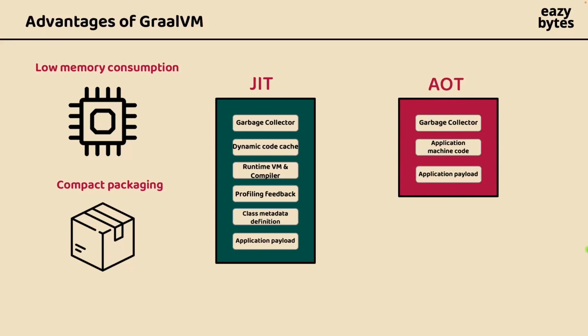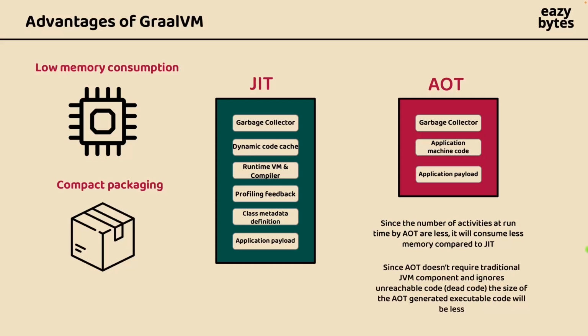Whereas in the AOT mode, the only task that is going to happen is garbage collection, and you already have your application machine code. That's why you don't need any JVM or compiler. There is no need for dynamic code caching, profiling, or class metadata. All this is already completed during the build process of AOT. So along with the application machine code, you will also have the application payload, which is specific to the application. Since the number of activities at runtime in AOT is less, it will consume less memory compared to JIT.